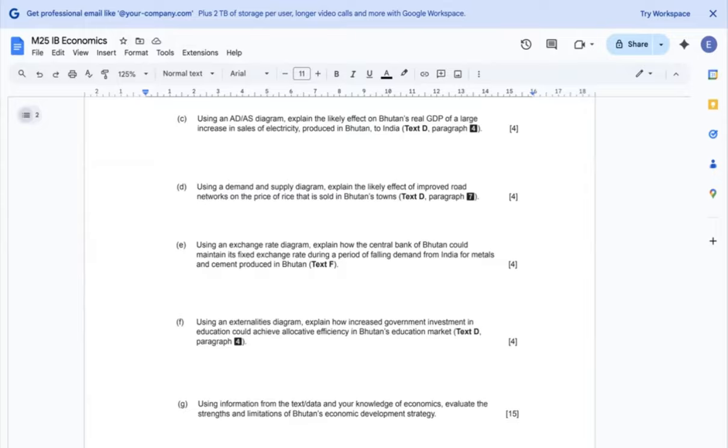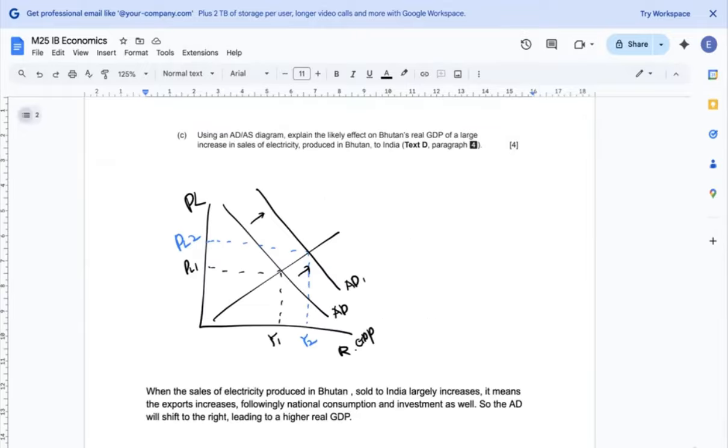Question C. Using an AD-AS diagram, explain the likely effect on Bhutan's real GDP of a large increase in sales of electricity produced in Bhutan to India. When the sales of electricity produced in Bhutan to India largely increase, it means exports increase. Following that, national consumption and investment increase as well. So the AD will shift to the right, leading to a higher real GDP.